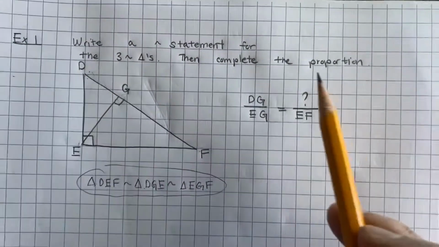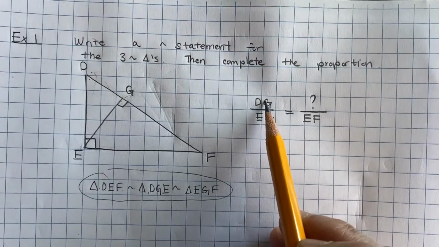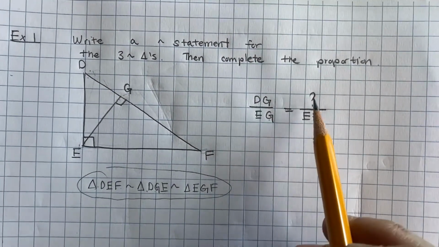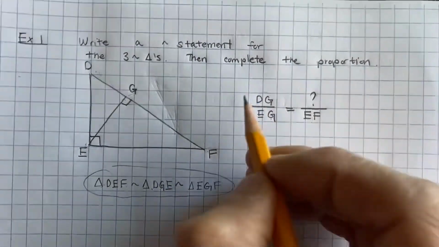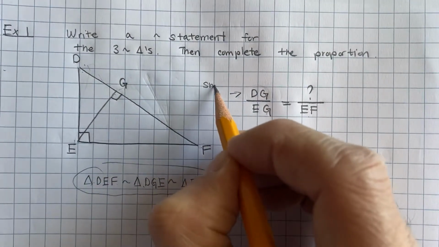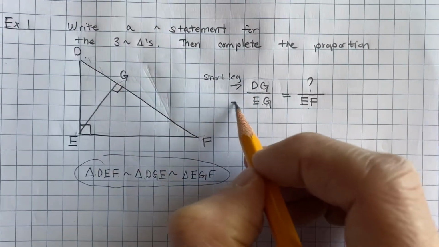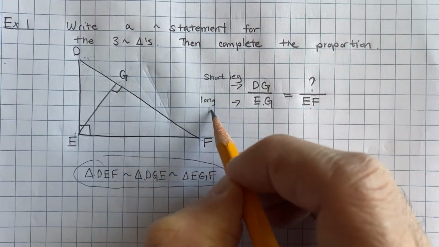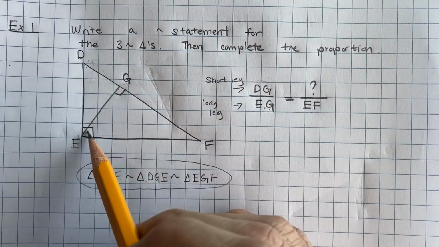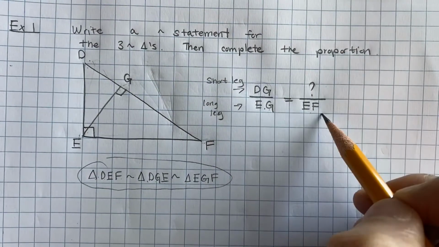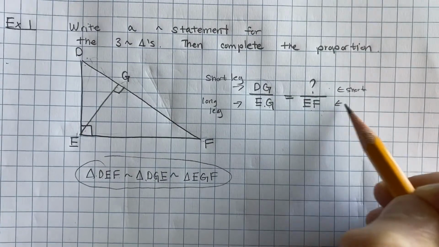All right, now we're also asked to complete the proportion. The way you look at it is, they give you DG over EG is equal to question mark over EF. Well, the way I see it is that DG is the short leg right here, and EG is the long leg of this triangle right here. Short is to long. That means on this side of the proportion, this also has to be short, and this also has to be long.